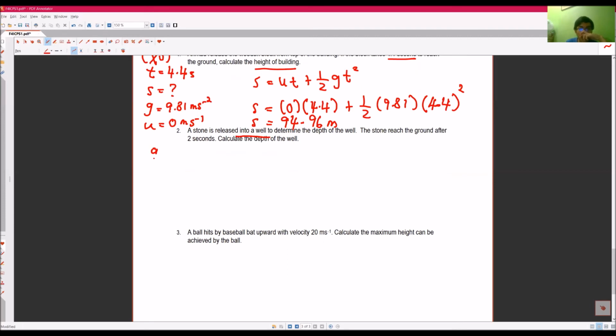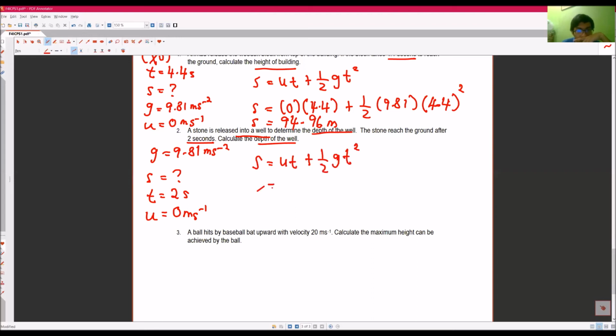Next, a stone is released into a well, so it's still top to bottom, which is free fall. g equal to 9.81, positive value. To determine the depth of the well, we need to determine the s. The stone reaches the ground after 2 seconds, t is 2 seconds, calculate the depth. Again, we assume that the initial velocity is 0. Assume that the stone is released from rest into the well. So same formula, same equation.